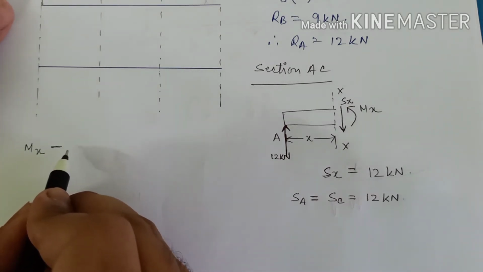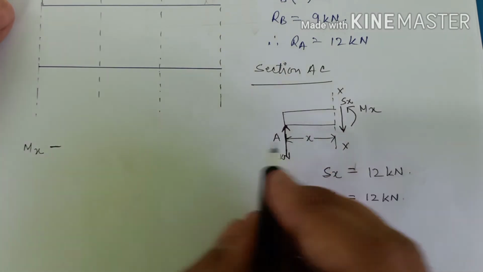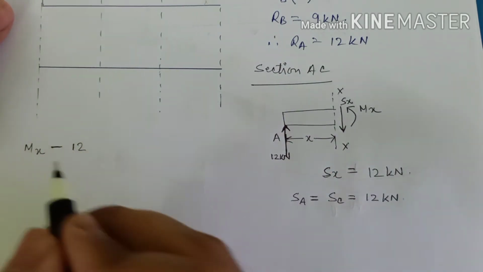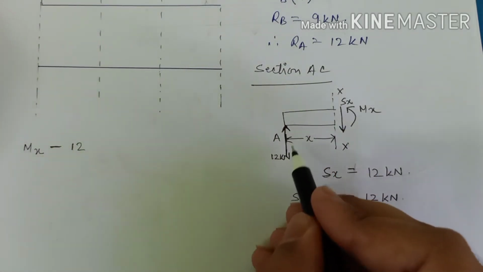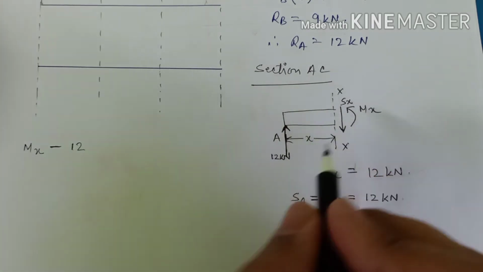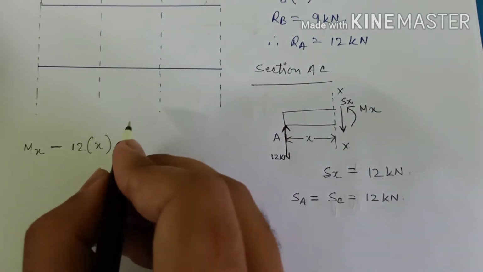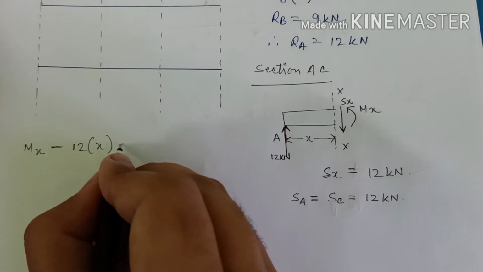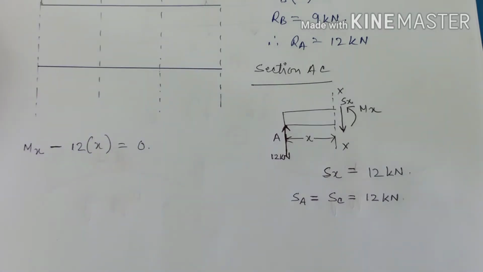So what will the moment be? That is 12, and the moment is force multiplied by the perpendicular distance, that is x, and this will be equal to 0, right? So there is another approach for this.